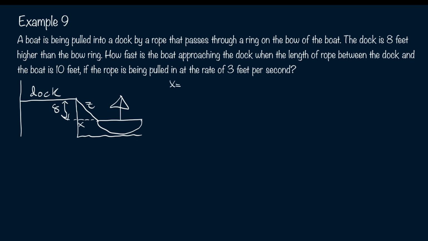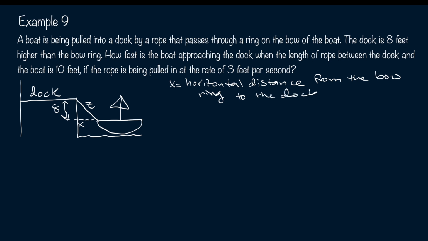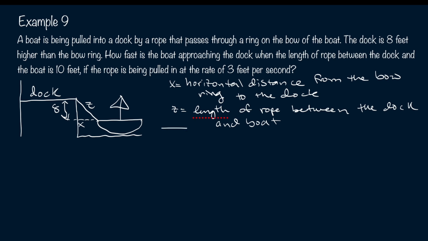So x is going to equal the horizontal distance from the bow ring to the dock. And then z is going to equal the length of rope between the dock and boat. Just so we can make sure we know what those variables are.